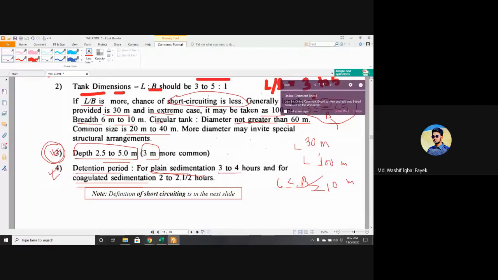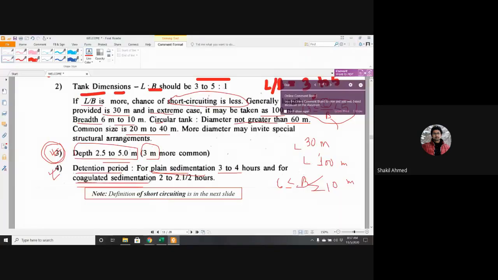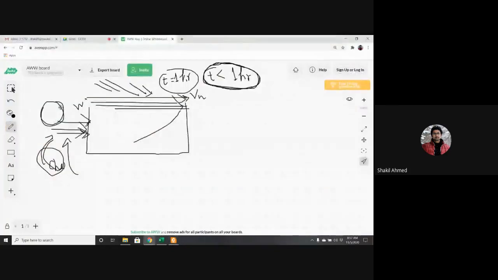Can you please repeat it? Before putting the water in the sedimentation tank, if you apply some chemicals to help the removal process, then that is called coagulated sedimentation. And if you apply nothing to the water, just raw water in the sedimentation tank, then it's called plain sedimentation. Clear? Yes, sir.